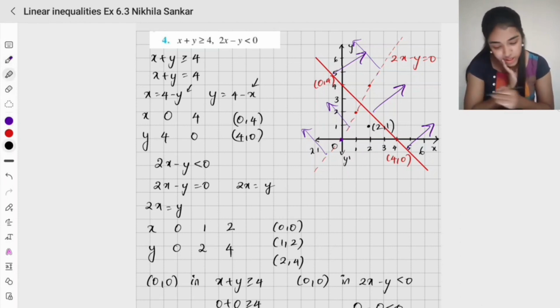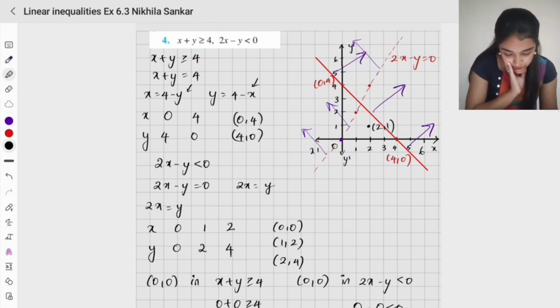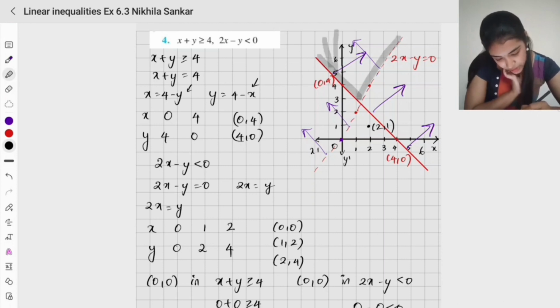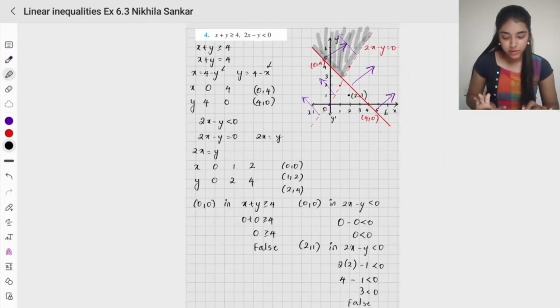So what is my common shaded region where both the regions are included? So it is going to be this particular area. So shade the region. Okay. So this is the final solution. Please copy.